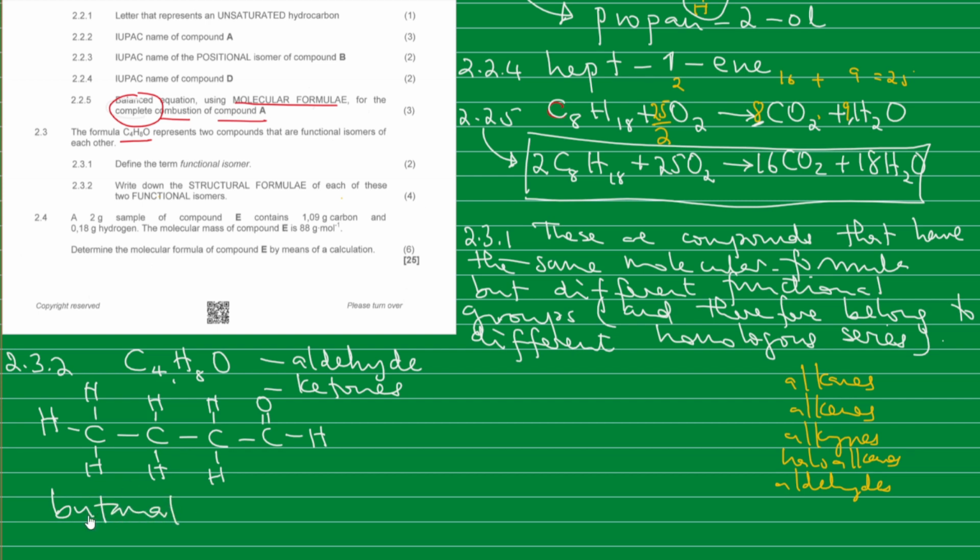But that is not part of the answer. They are not asking us to give the name. They're asking us to write down the structural formula. So this is the structural formula that they want, and one of them. And we're going to write the other structural formula. The other structural formula from here is a ketone. Now a ketone would go 1, 2, 3, 4.